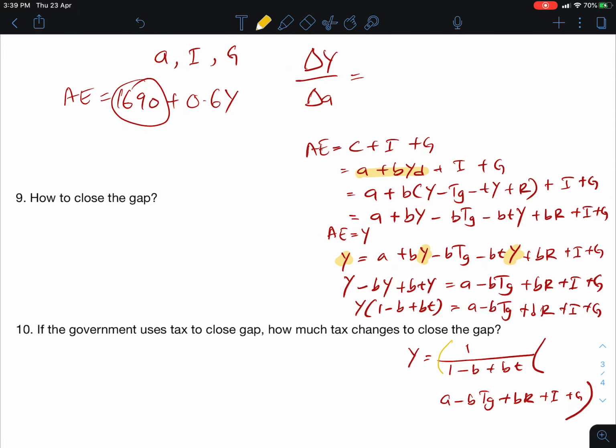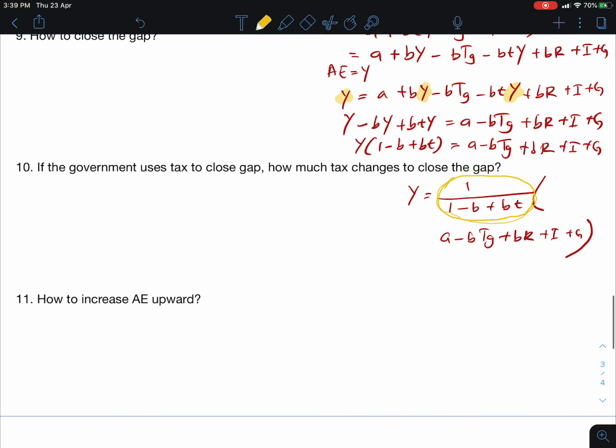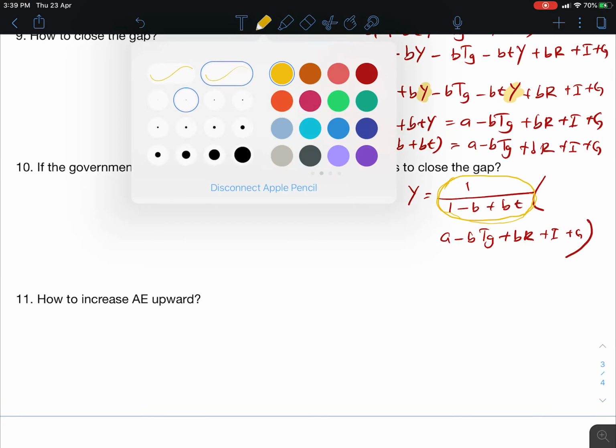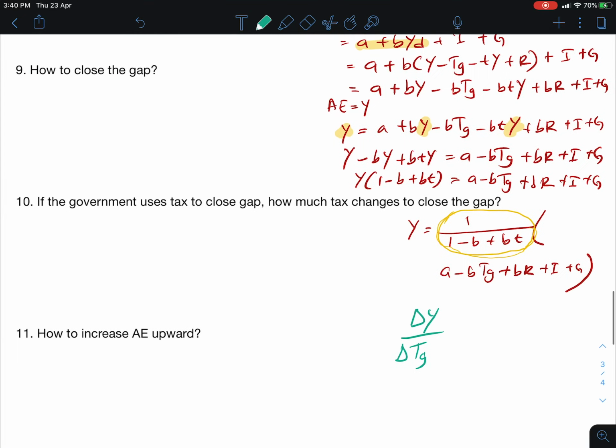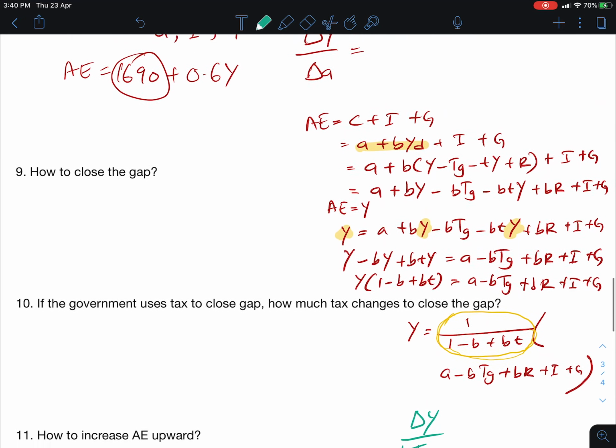Okay, so this thing is the multiplier. No, not the multiplier. It gives you the information for the multiplier. Okay, for example, change in Y due to change in TG. I made a mistake lah.